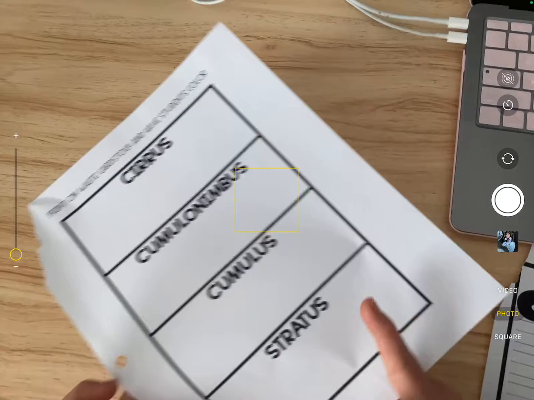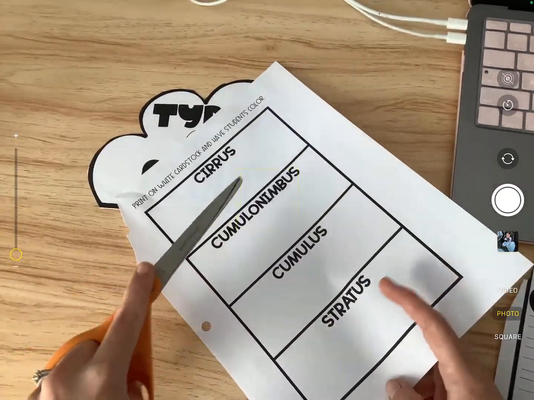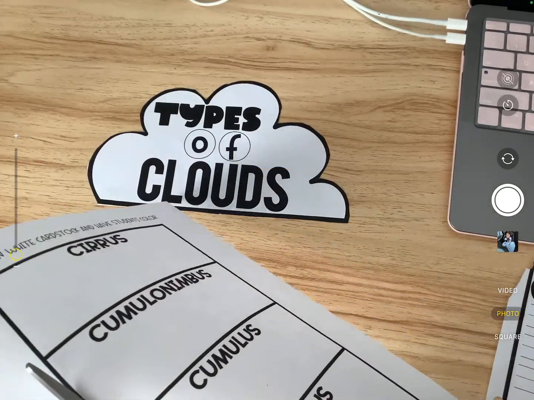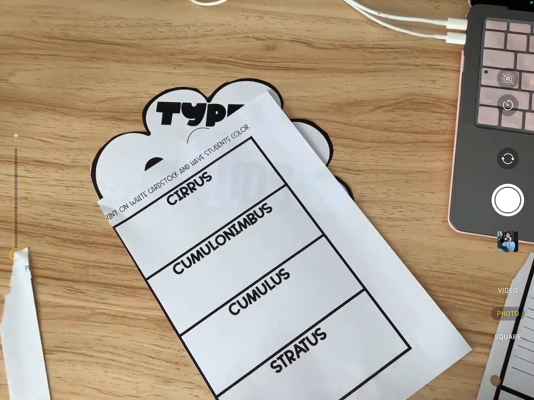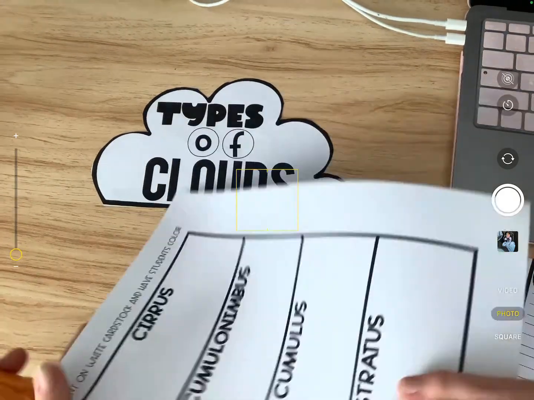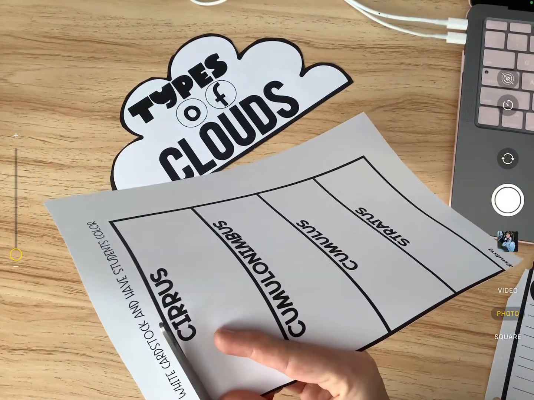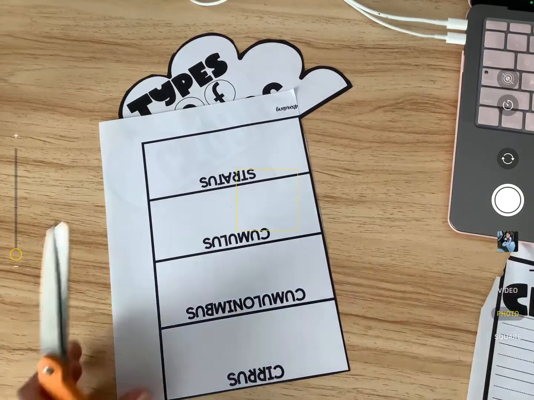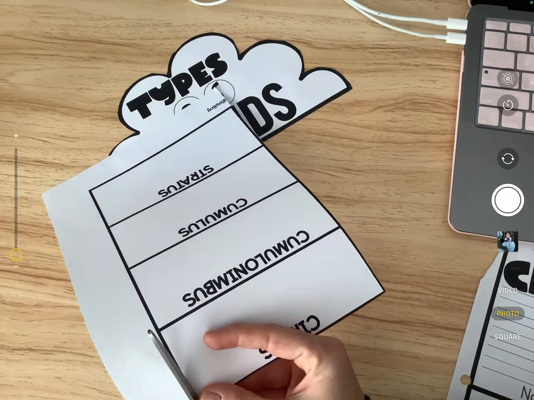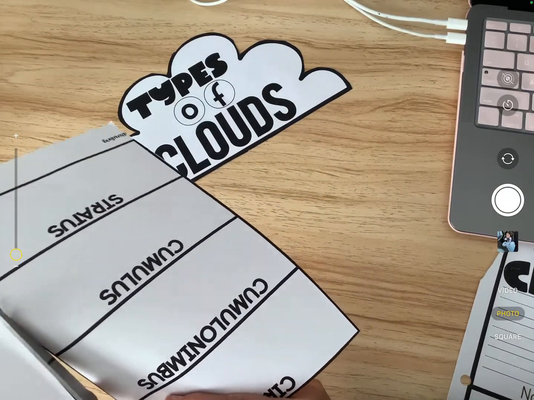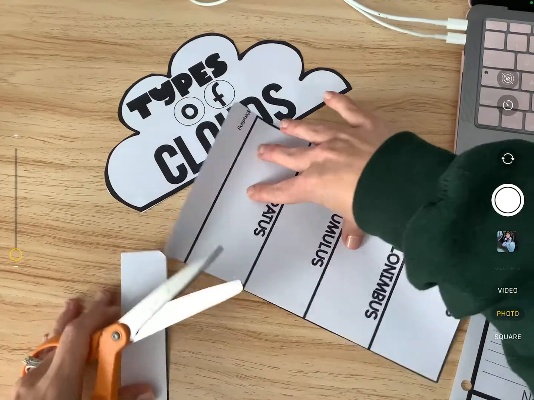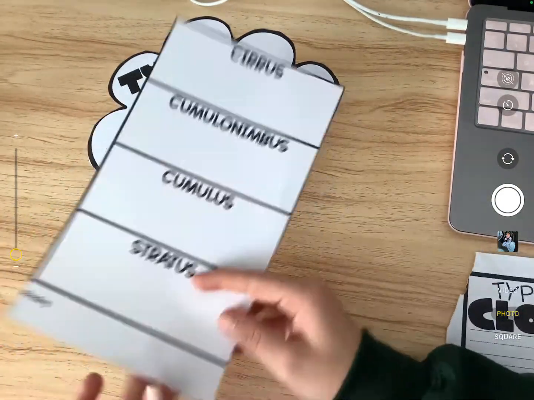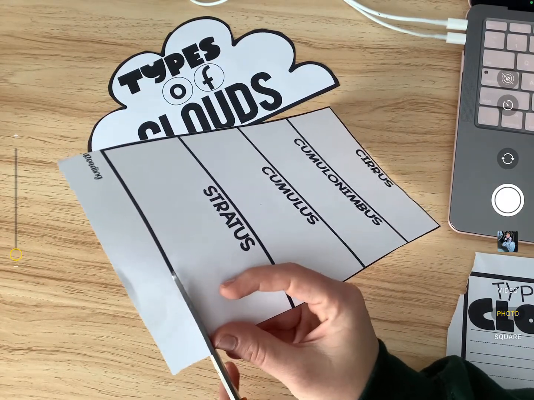yeah, actually, go ahead. I want you to cut out each of these boxes. Okay, I was going to have you keep them together, but I think that we can make them all separate. So each of these boxes here has a different kind of cloud on it. All the clouds that we learned from our nonfiction book. So the top one is cirrus. Then it says cumulonimbus. Then we have cumulus. Then we have stratus. Okay, you have all the different kinds of clouds.